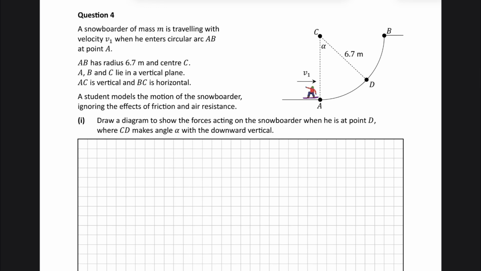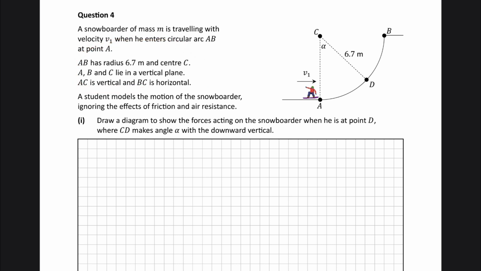Right, let's take a look at 2024 question 4 here. We have a snowboarder who is traveling up a ramp, and maybe going to do some cool flip up here, right? So with this scenario, we're told the radius, the center, and all these kinds of details here. So take time to read it through.